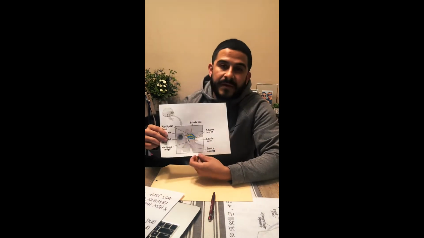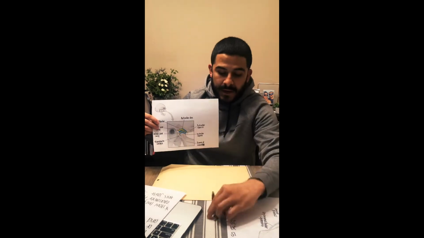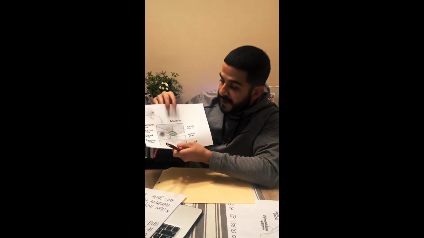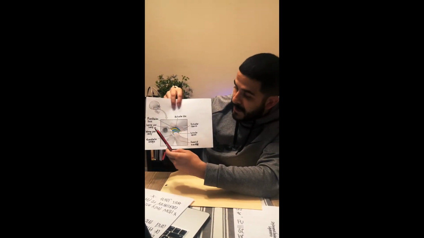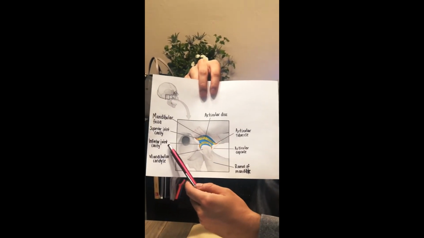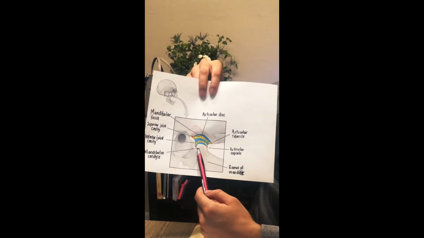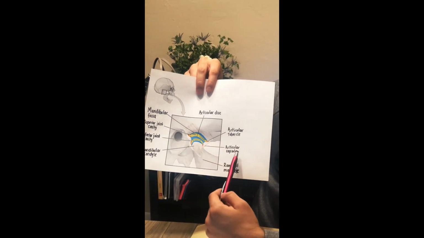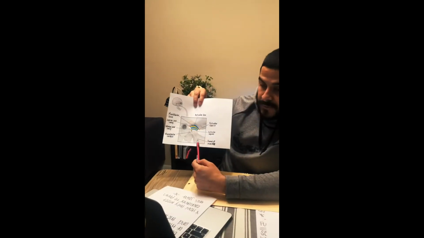All right, so here I have my unlabeled image of the articulating surfaces of the temporomandibular joint. We're gonna go ahead and start with the articular disc, located right here, followed by the mandibular fossa, right here in blue, the superior joint cavity, here in yellow, the inferior joint cavity down here, the mandibular condyle right here, the articular tubercle right here, the articular capsule, and the ramus of mandible right here.